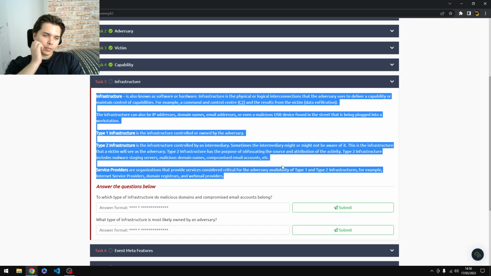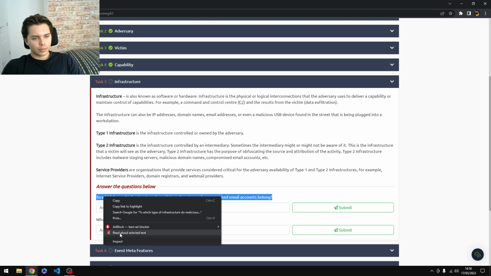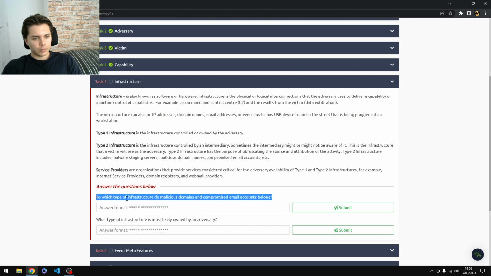Service providers are organizations that provide services considered critical for the adversary's availability of Type 1 and Type 2 infrastructures, for example, Internet service providers, domain registrars, and webmail providers. To which type of infrastructure do malicious domains and compromised email accounts belong?